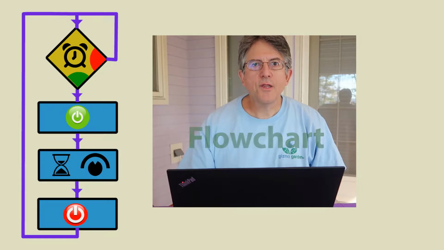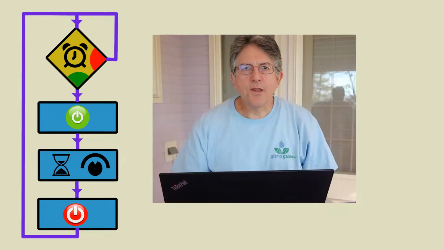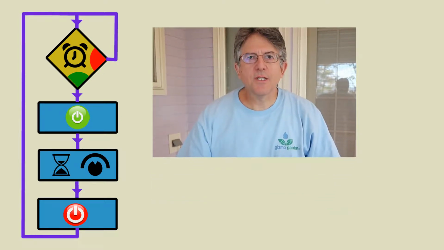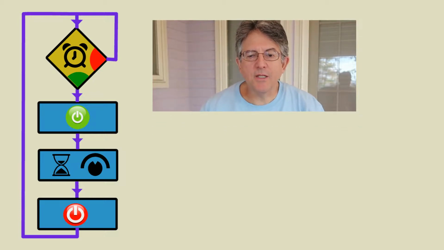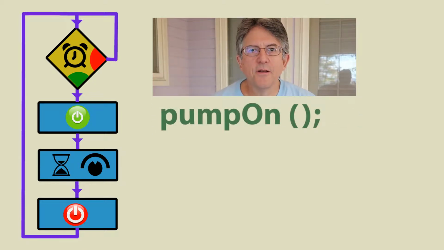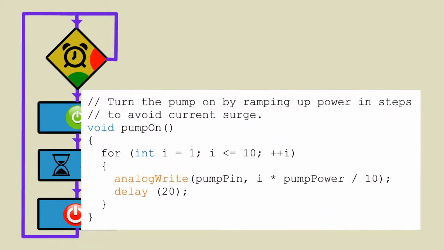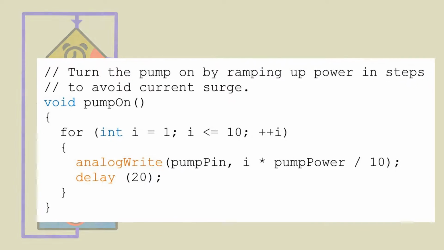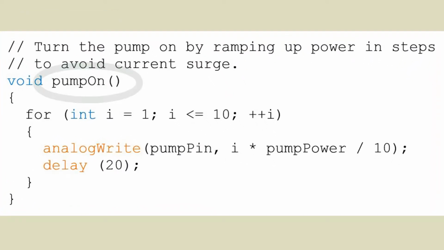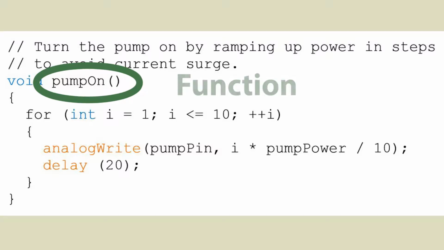Now that we've completed this diagram that a computer programmer would call a flowchart, let's look at the code that corresponds to it. Now the code is a sequence of statements, and the first statement is called pump on, and it just corresponds to turning the pump on. Now the pump on statement is just a way of referring to a bunch of details laid out elsewhere in the program. When we name a collection of details so we can call on it later, we refer to that as a function.